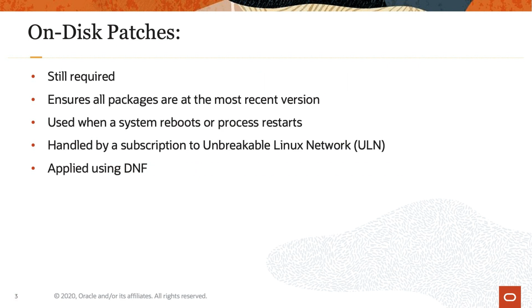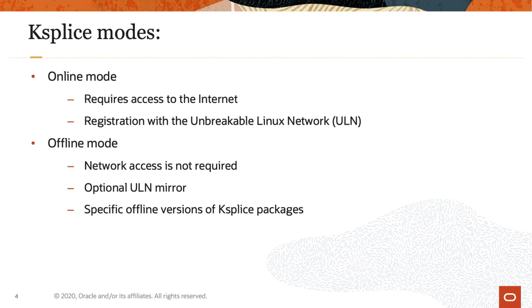Despite these Ksplice fixes, system administrators still require on-disk updates to ensure all packages are at the most recent version. The system uses on-disk updates if there is a restart of the hardware or processes. On-disk updates are handled by subscribing to Unbreakable Linux Network, ULN, or by using a local ULN mirror and running DNF. When applying Oracle Ksplice updates, multiple methods exist depending on your architecture.